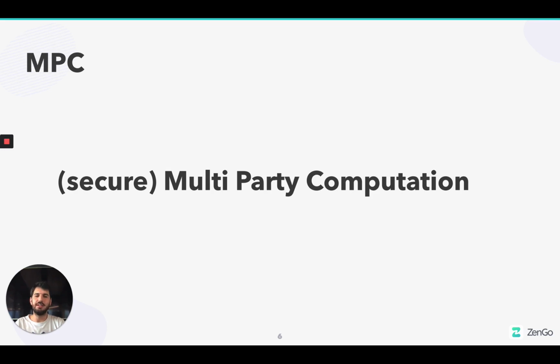I'm a co-founder at Zengo, and today I want to talk about secure multi-party computation. What I would like us to do is to go over a very simple example from real life that I hope would make this complex notion of MPC more understandable.